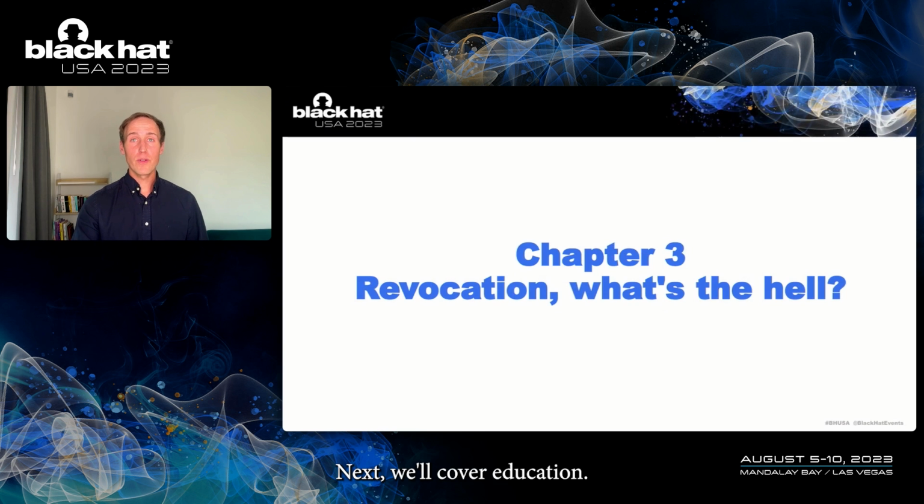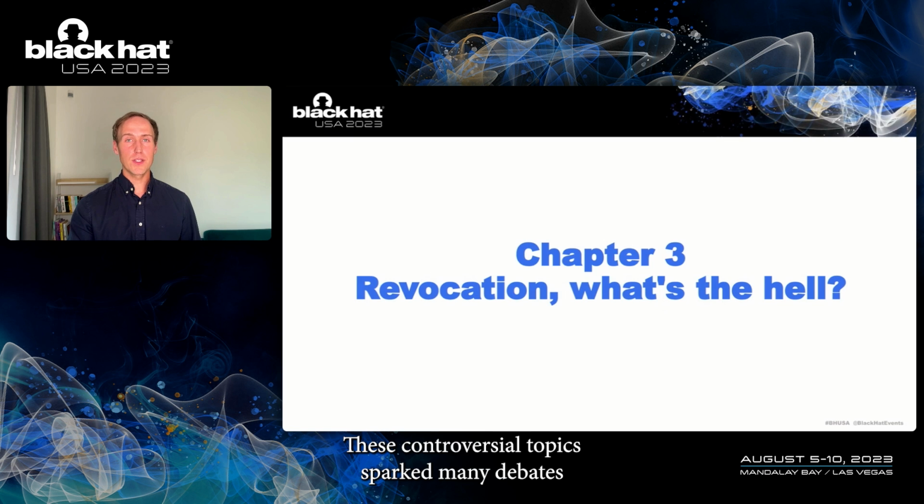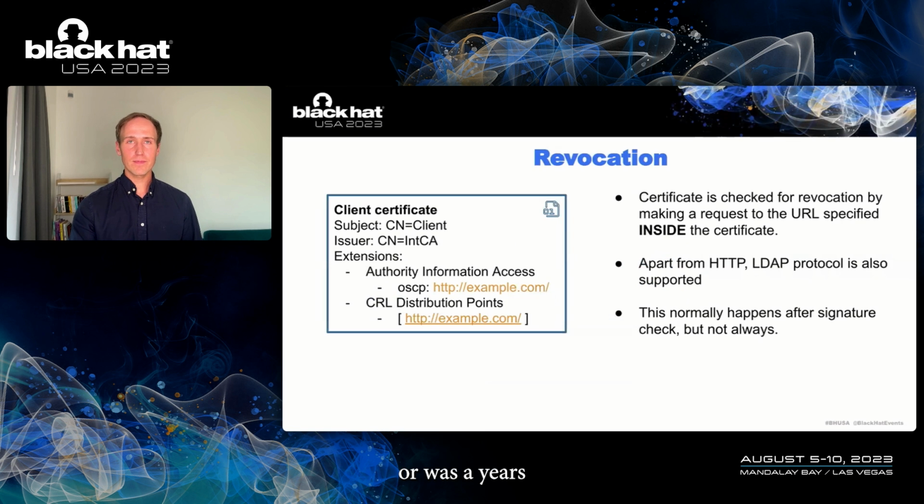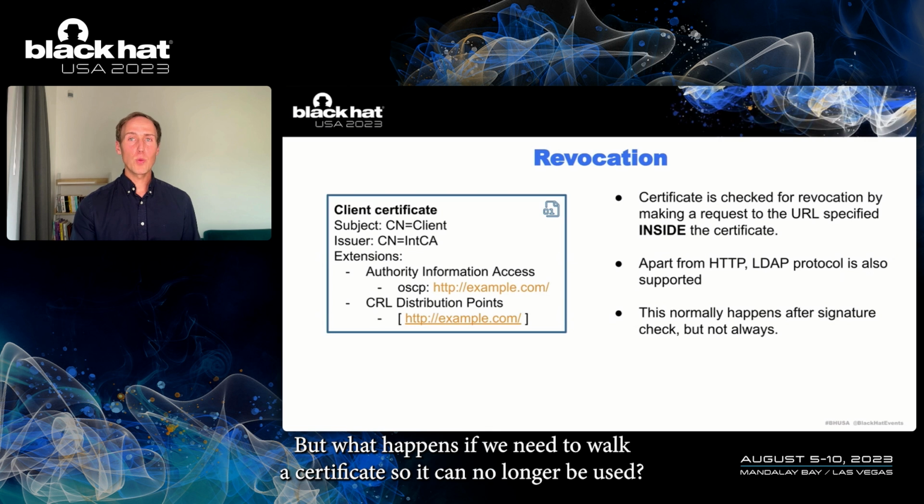Next, we'll cover revocation. This controversial topic sparked many debates over the years. Similar to JSON Web Tokens, the beauty of certificate chains is that they can be trusted just based on the signature. But what happens if we need to revoke a certificate so it can no longer be used?